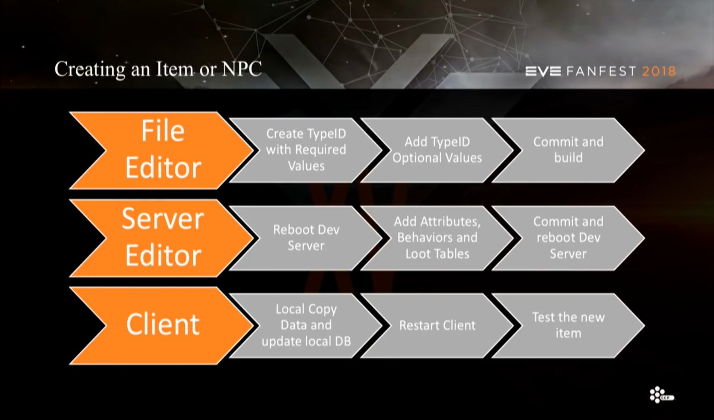We use our file editor to create the type itself, and then we have to create it with some required values, things like a name. It has to have a name. It has to have an ID number. It has to have things like mass and volume and things like that. And then once we have the base type itself, we can add optional values, things like a market group.